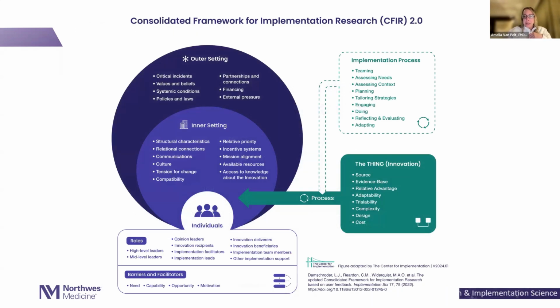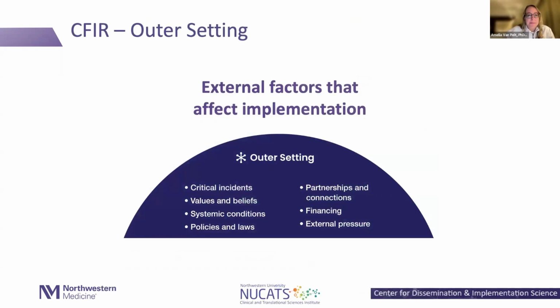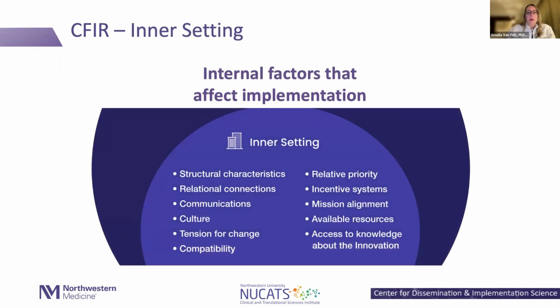starting with the outer setting. So the outer setting refers to external factors that affect implementation, like government policies, financing, community values, community beliefs. The inner setting refers to internal factors that affect implementation, such as clinic structure, relative priorities, available resources. So to give an example there, say you're implementing an intervention or your thing into a school, the school would be your inner setting context here.